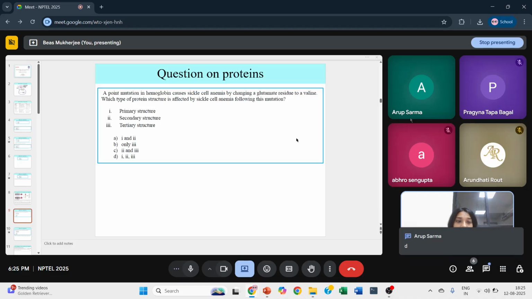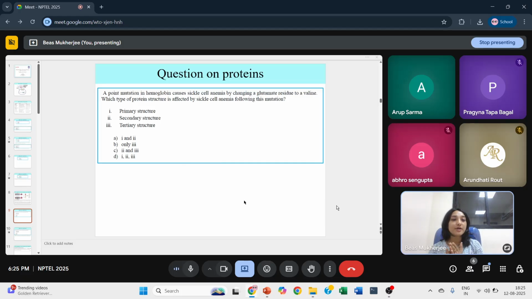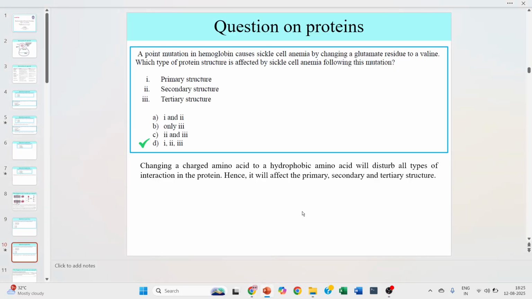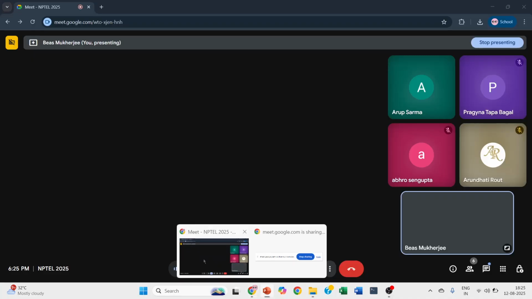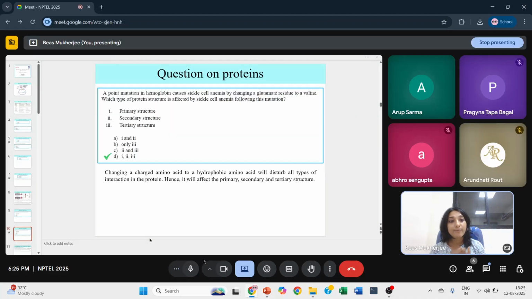So one of the answers, okay, you're saying that it is D. So see, why is that so? Since it is changing glutamic acid to valine, definitely the primary structure would change, right? What else is changing? That is basically the question. So yes, that's right. The fourth option is the correct option, because changing a charged amino acid to a hydrophobic amino acid will disturb all types of interactions in the protein. Hence, it will affect the primary, secondary, and tertiary structure.